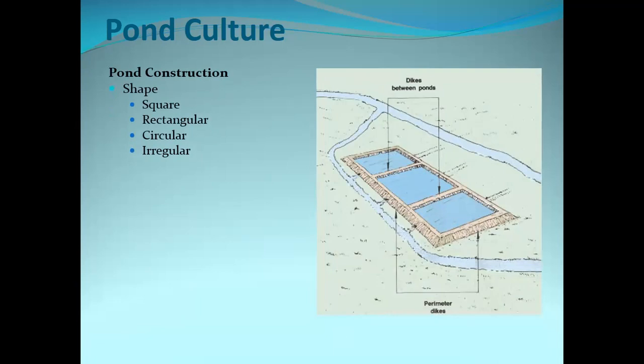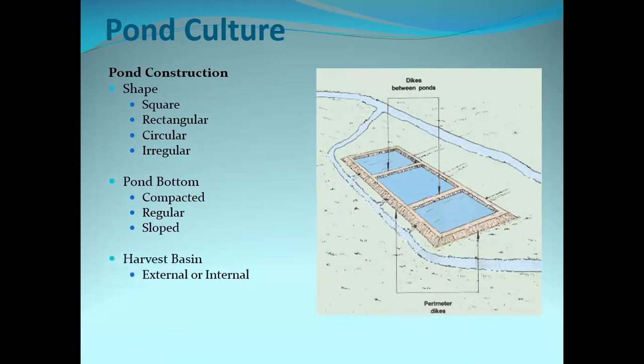With respect to pond construction, we have square ponds, rectangular ponds, circular ponds, and irregular ponds. Those are the different types of shapes that we could utilize. The pond bottom could be compacted, it could be regular, it could be sloped. And the harvest basin could either be external or internal, and we will get into the harvest basin shortly.